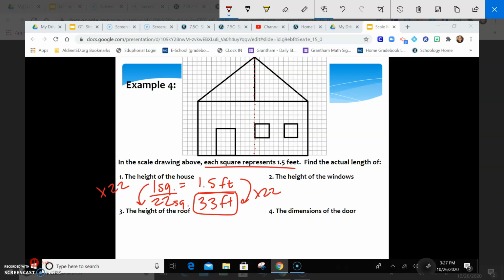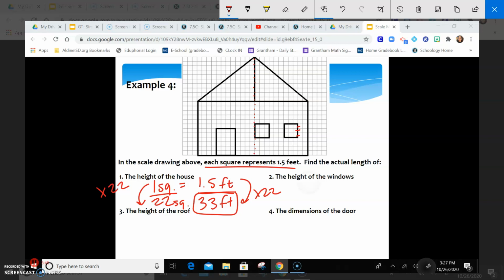Now I'm going to move on to the height of the windows. I want to know how tall the windows are going to be. I'm going to do it the same way. I'm just going to count how many squares the window is. So 1, 2, and 3. And so basically I am going to multiply that.